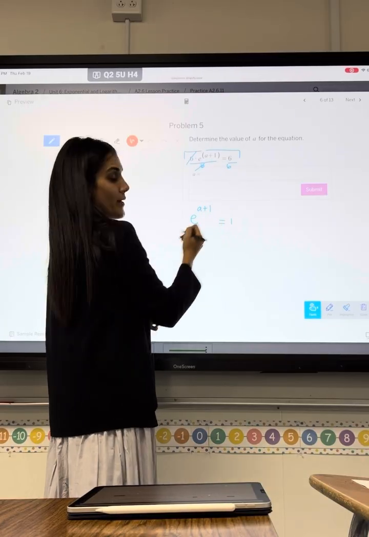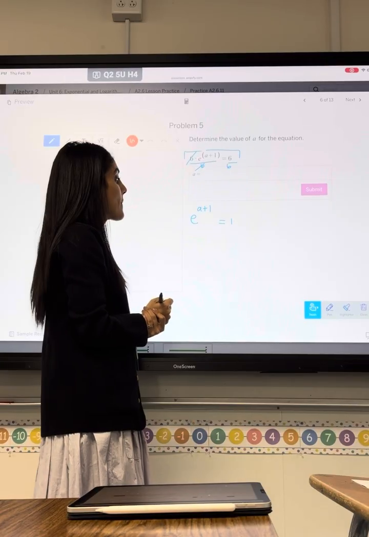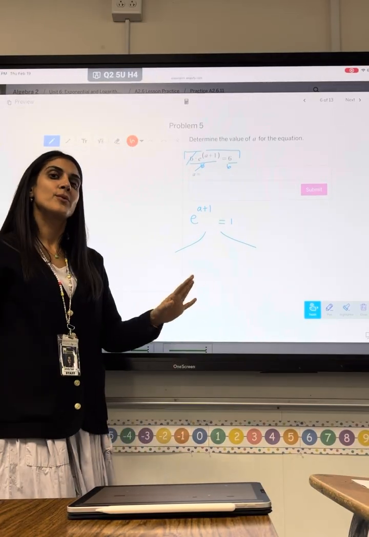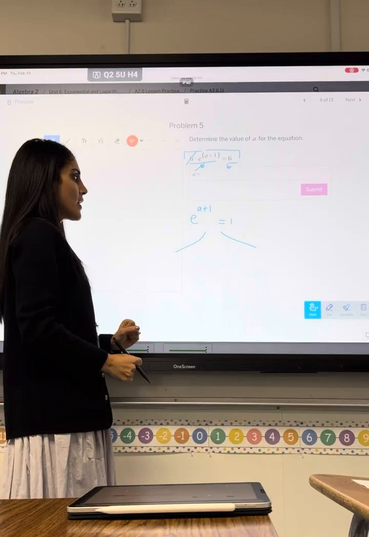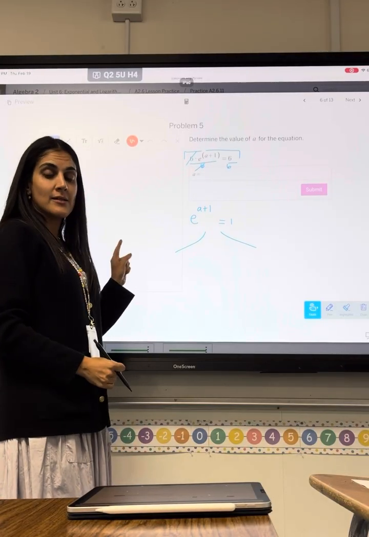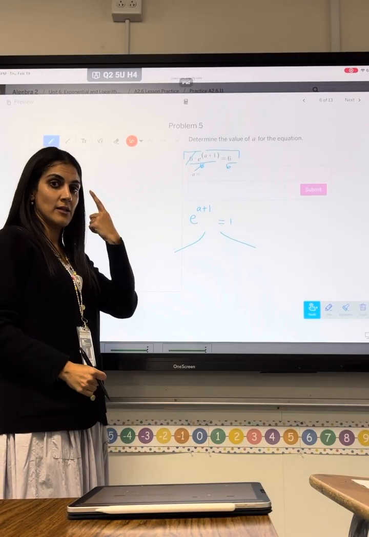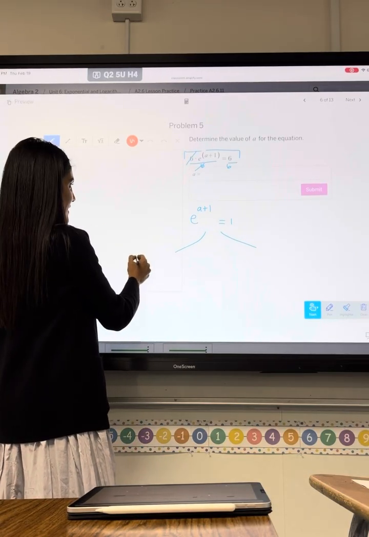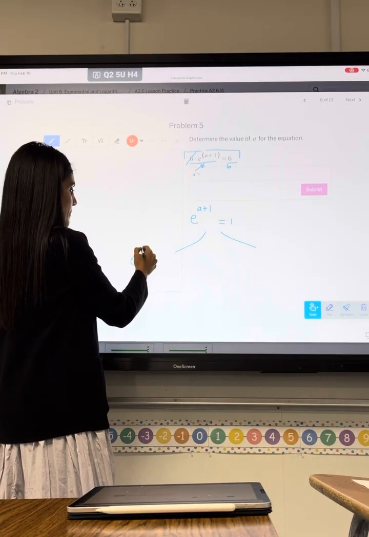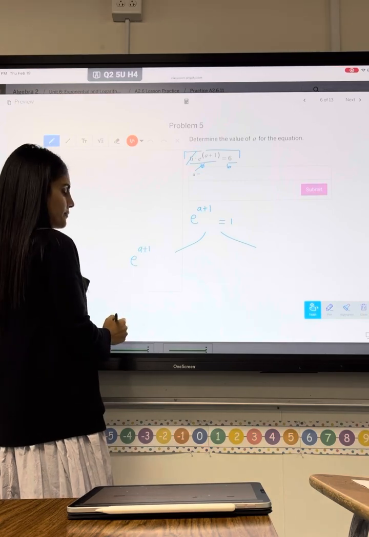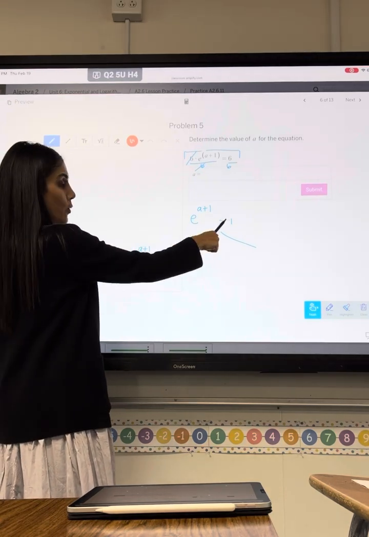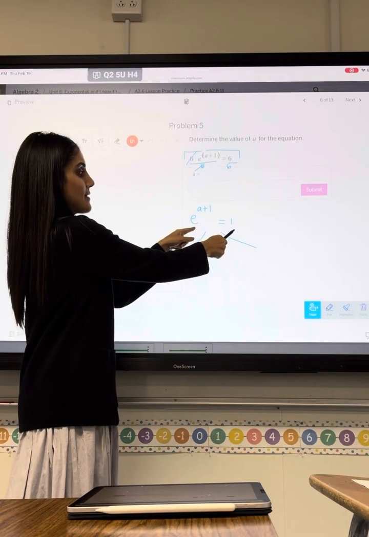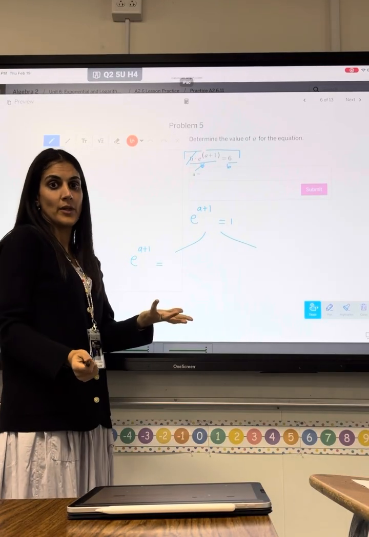equals 1, all right? Now you guys, I would say that there are 2 reasonable ways to solve this, okay? The easier way is a little harder to see, but I will show it to you. This is the easier way. You're saying that e to some power has to equal 1. And when we can make these bases the same, it's the easiest way to do it.